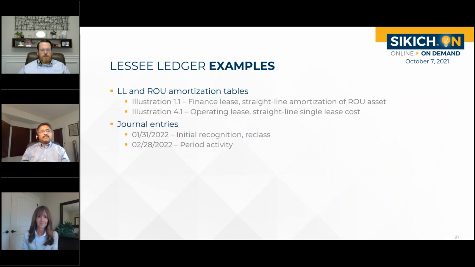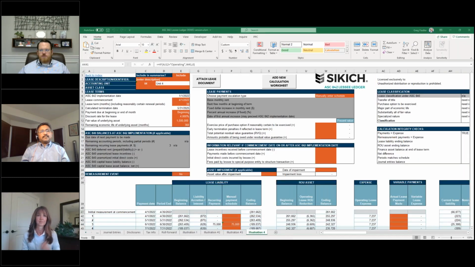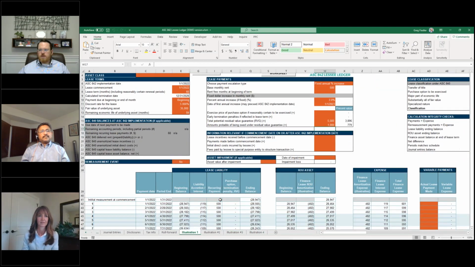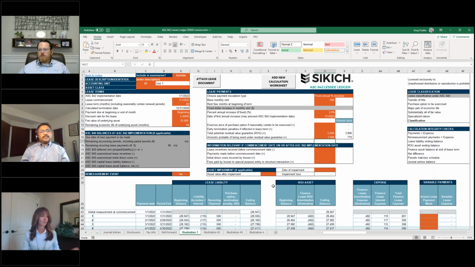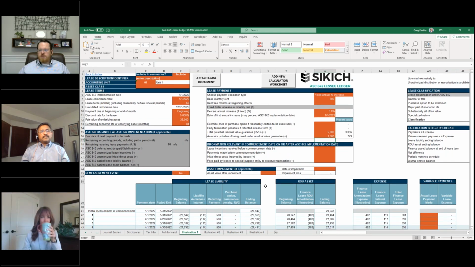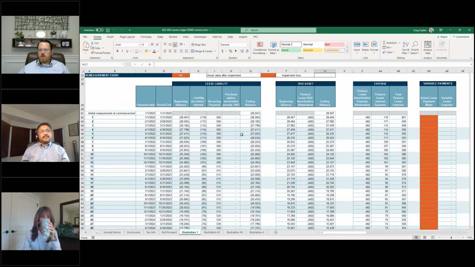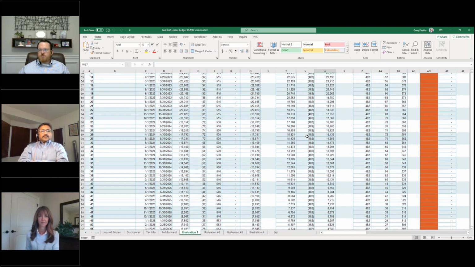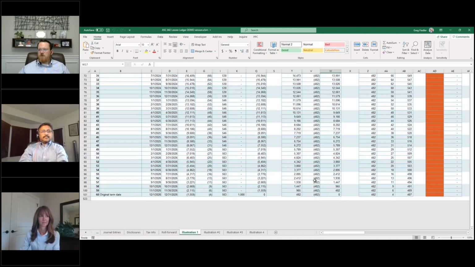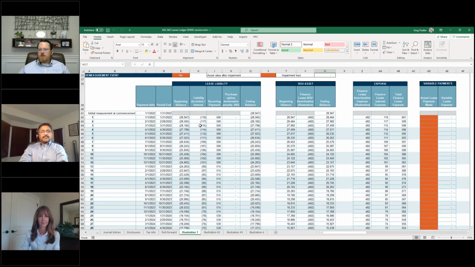Sure, we'll just take another quick look back into the lessee ledger tool to illustrate those concepts. So looking back at our illustration number one, this was a finance lease. When we look at the amortization of the right of use asset over the lease term, you can see that that amortization is straight line. It's $482 every month, every period. But the accretion of interest on the liability, as you would expect, goes down as the liability goes down. So our total expense decreases over time.